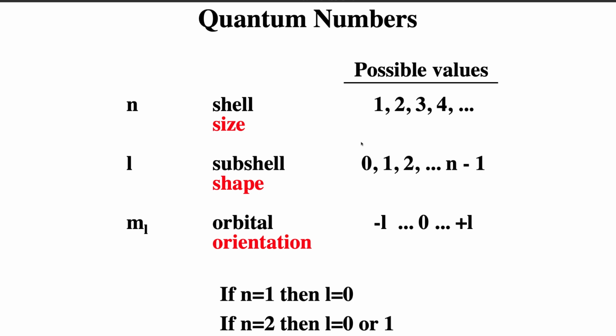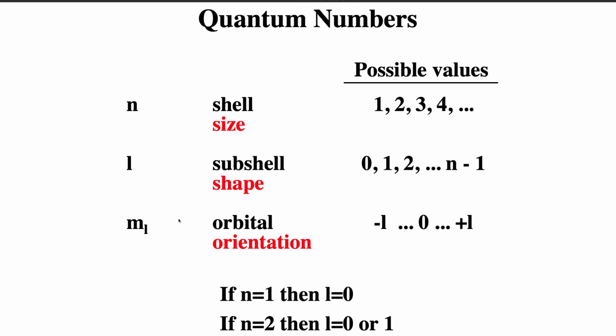Now, one important thing is their possible values. For n, it can go from 1 up to infinity. Again, that's why there's an infinite number of orbitals. The possible values for l depend on n. l can go from 0 up to n minus 1. And so if n equals 1, l equals 0. If n equals 2, then l can be 0 or 1.